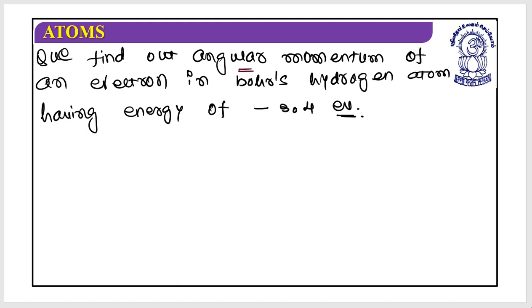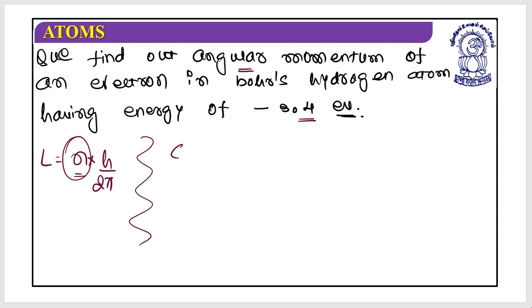What do you need to find out? You need to find out angular momentum. Angular momentum L would be equal to n into h by 2 pi. So you need to find the angular momentum whose principal quantum number is n, and in that energy state its energy is minus 3.4, sorry. Now I must remember that minus 3.4 can be achieved by minus 13.6 by 4, and this is the case of n equals 2.